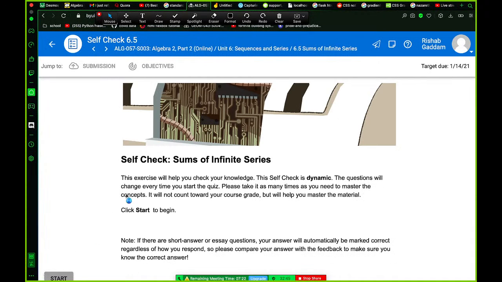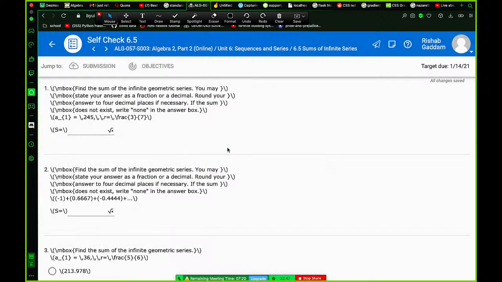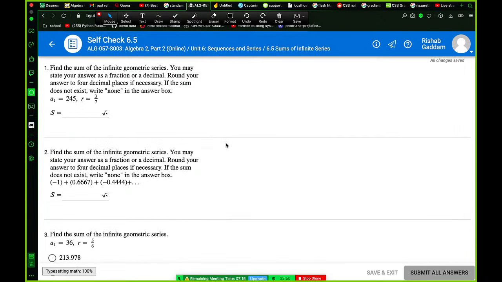So, sums of infinite series. These are not as hard, I'm pretty sure. Maybe, probably. Find the sum of the infinite geometric series. You may state your answer as a fraction or a decimal. Round your answer to 4 decimal places if necessary.